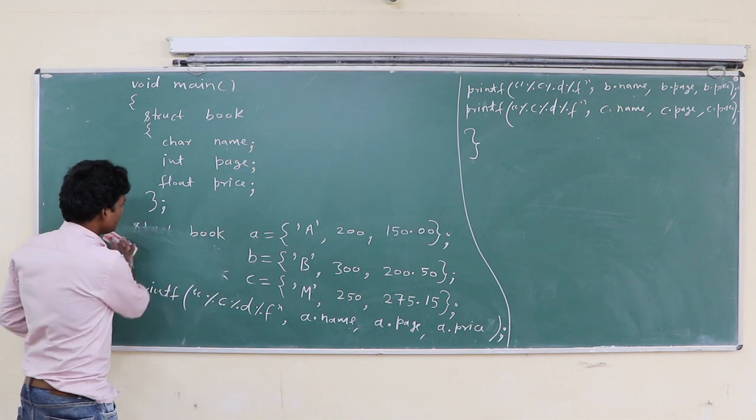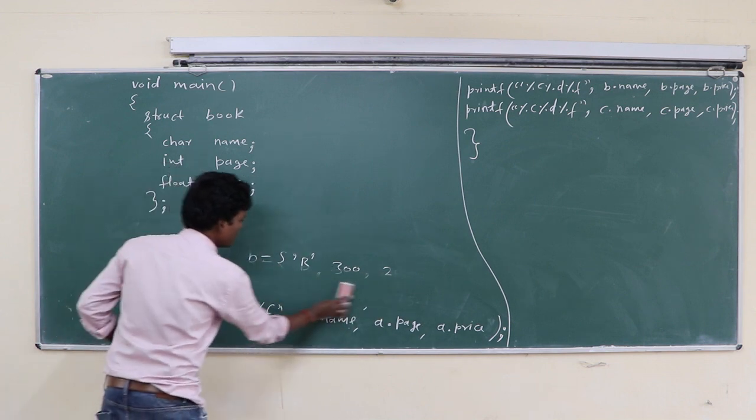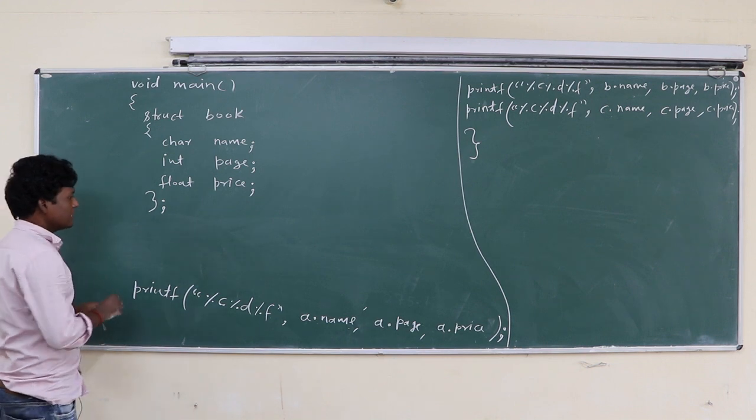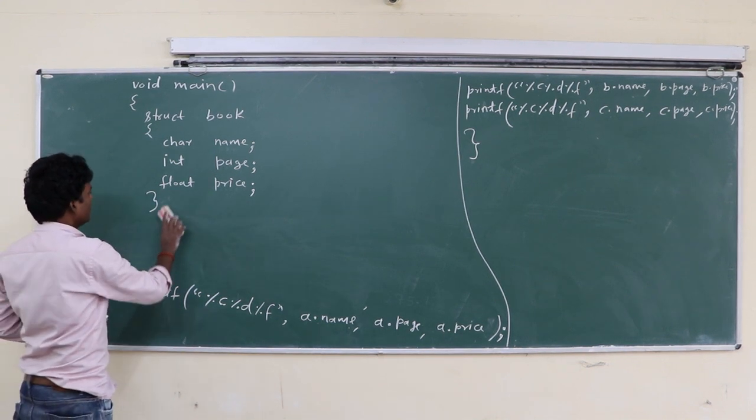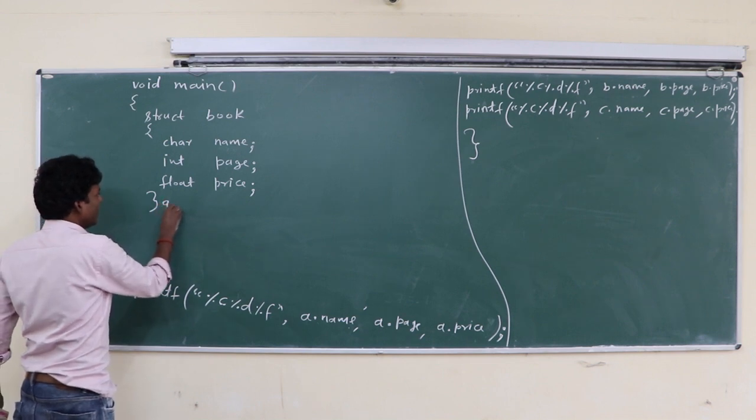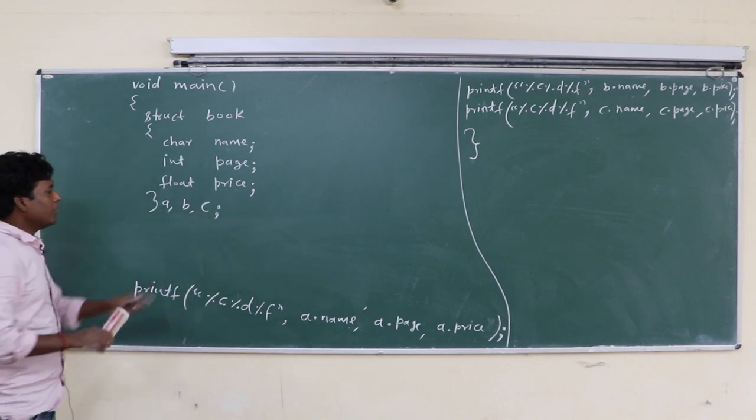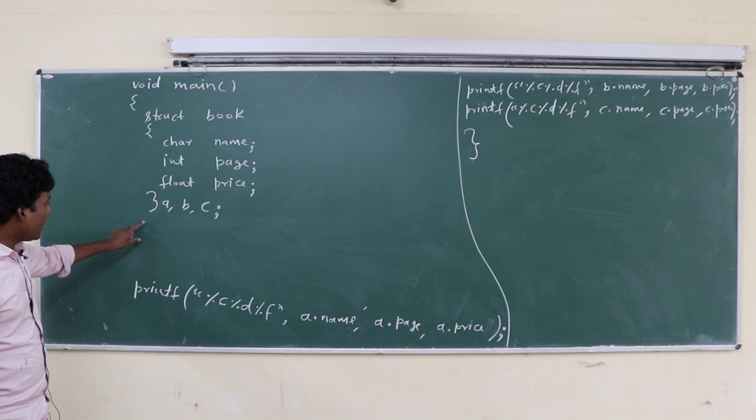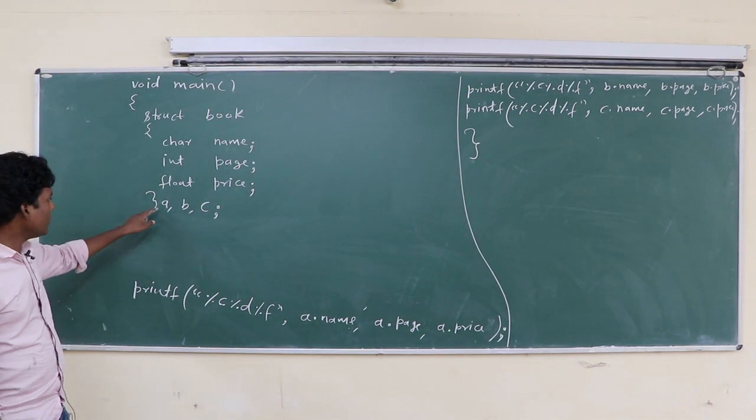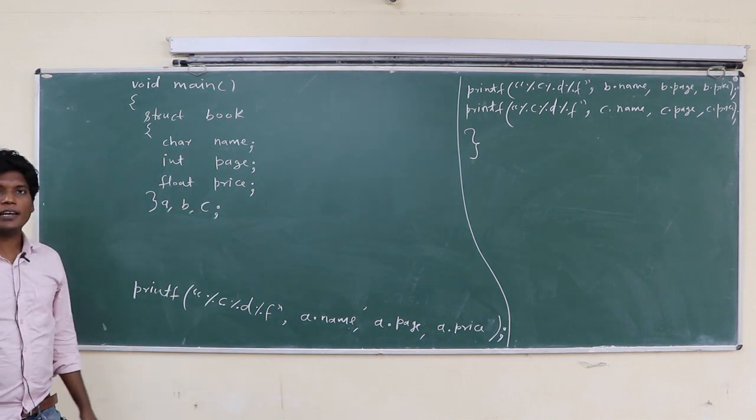Class, here you can declare variables also. Suppose here is A, comma B, comma C, semicolon. You can also declare variables like this. You can choose either struct book A, B, C, or you can declare directly here A, B, C. 3 structure variables are declared here.